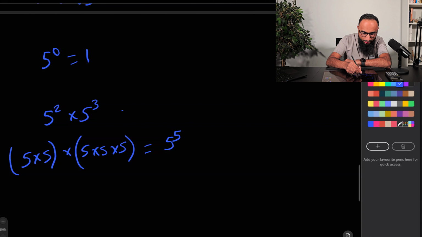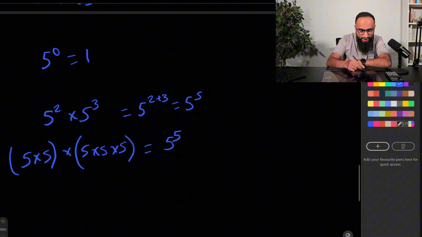So now, what have we done to the 2 and the 3? Well, we have simply added the 2 and the 3 to get to 5. So all we've done is add the powers, and 2 plus 3 equals 5, to the power of 5.